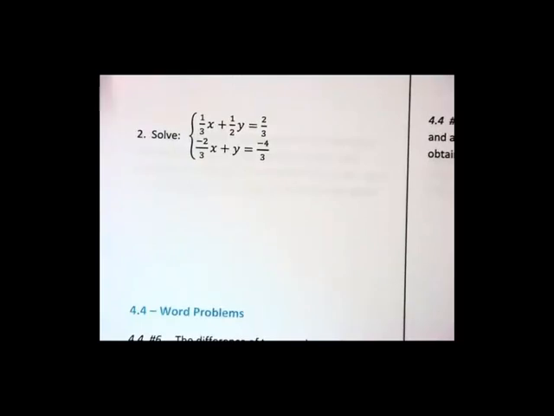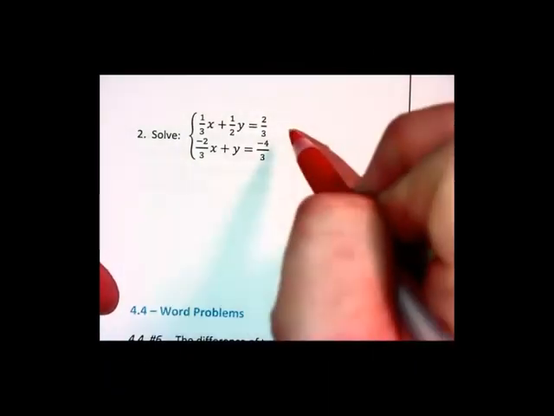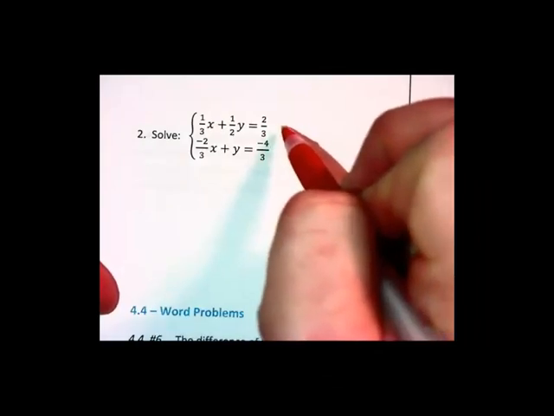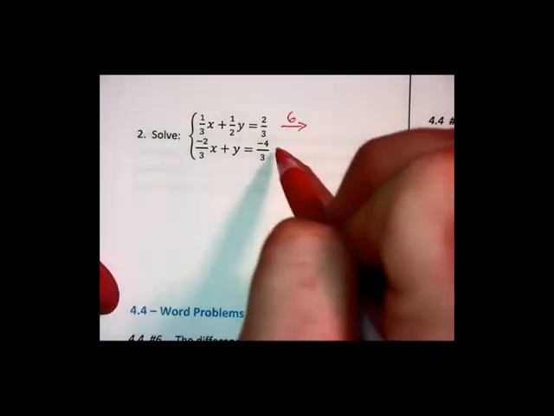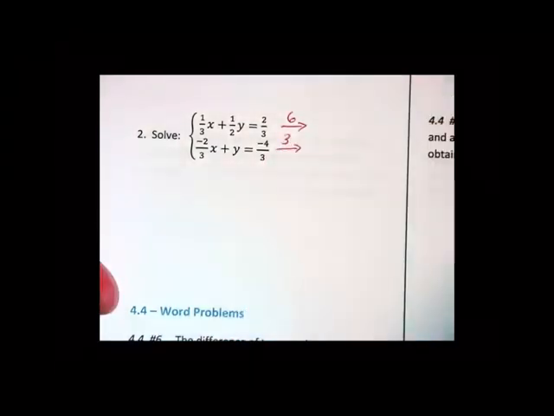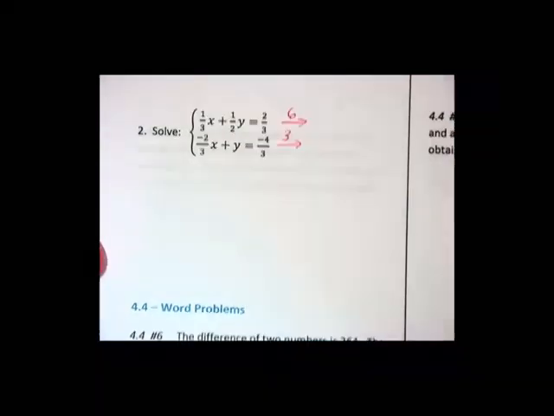Okay, final problem for this video. Fractions. We're going to clear the fractions by multiplying through by 6. Yes, 6 on the first equation seems to be the least common denominator. And the second one I'm going to multiply through by 3 as the least common denominator. Let's see what we get.